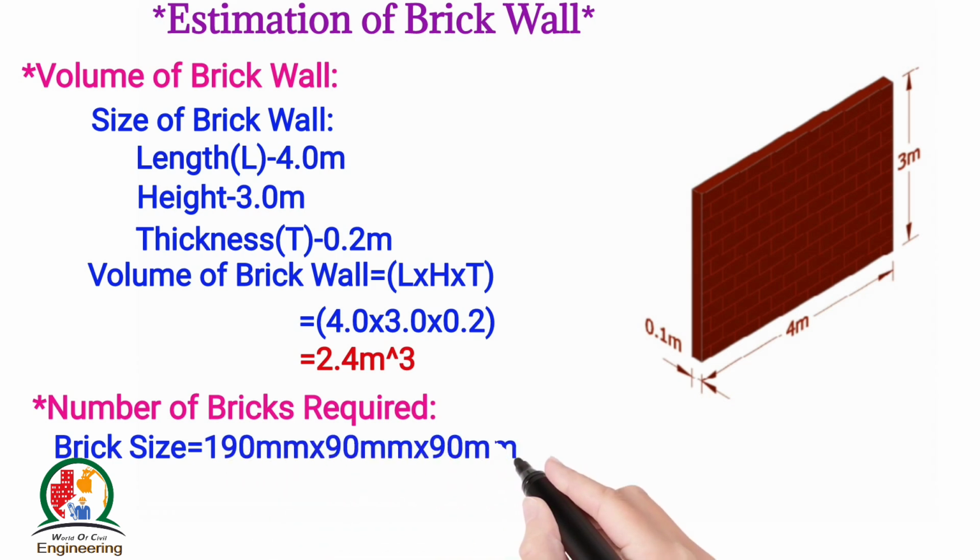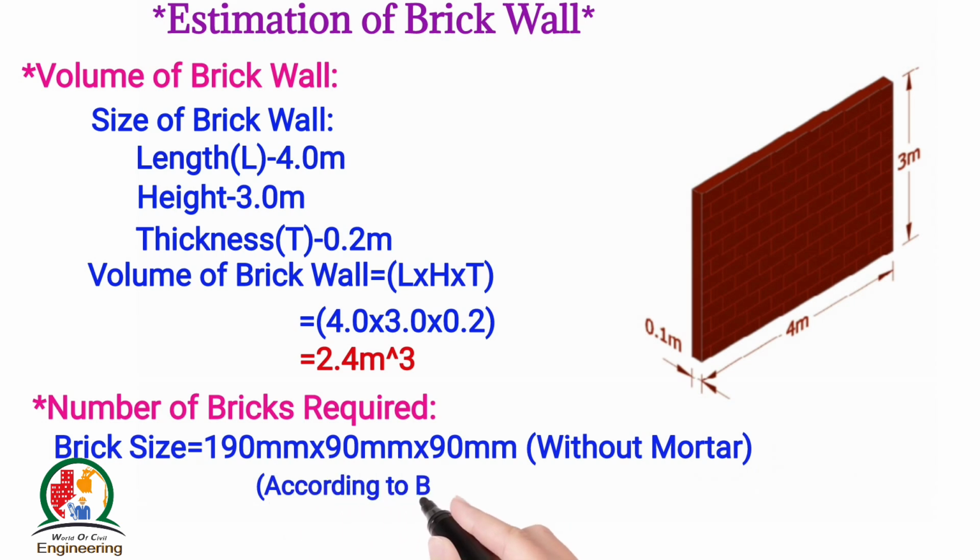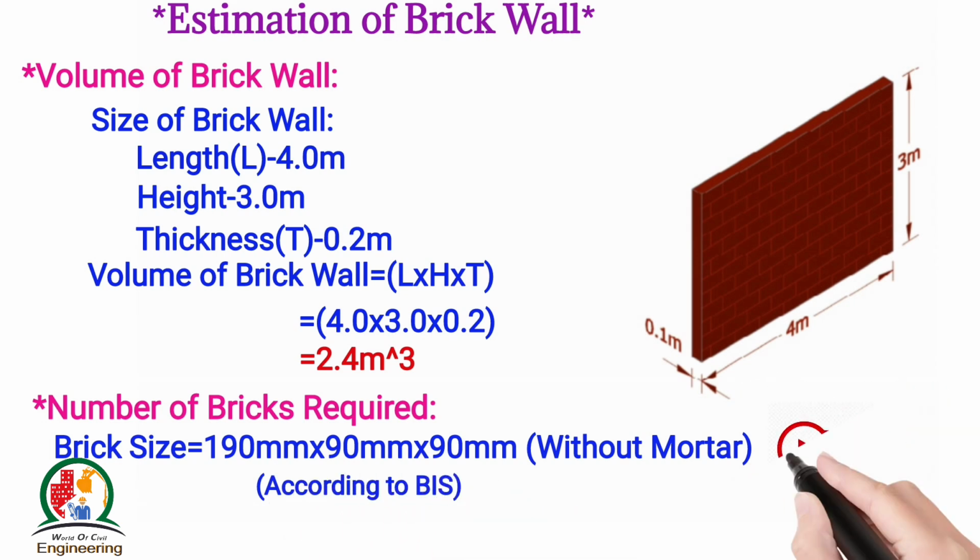Now number of bricks required. Let brick size equal to 190 mm into 90 mm into 90 mm without mortar according to BIS.